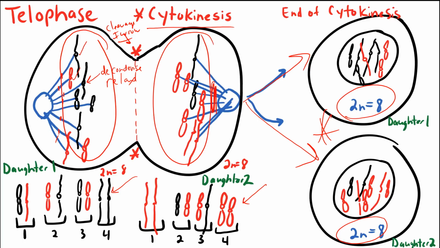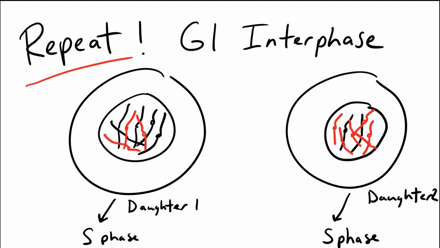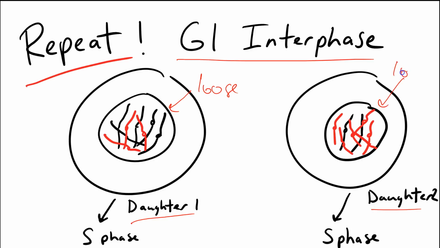So our one parent cell becomes two daughter cells. The genetic material has stayed the same. That's the job of the mitotic cell cycle, to take a 2n cell and make two 2n cells, okay? Now each of these daughter cells can then go on into interphase and start the process all over again. So we start with interphase. Both of these daughter cells will go through interphase. Their genetic material will once again be loose. Okay, and the next step for them is to head to S phase. They want to head to the phase where they're synthesizing and duplicating DNA again.